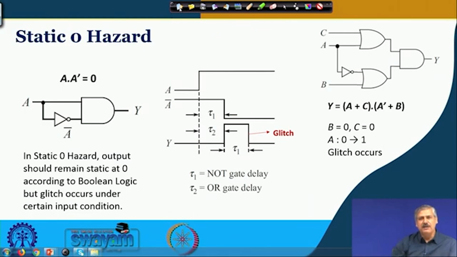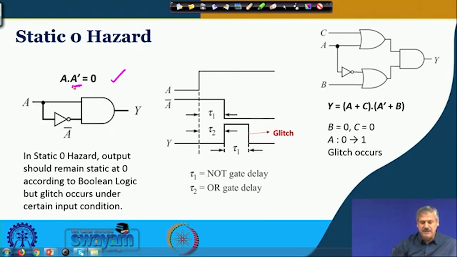So, in static 0 hazard, what is happening is that the Boolean expression for certain combinations of the input reduces to an expression which is something like A A prime, which should generate 0 as far as the logic of the circuit is concerned, but because of the finite propagation delay in generating the NOT gate output, there is a glitch. So, this glitch will be a positive going pulse. Okay. So, how does it occur?